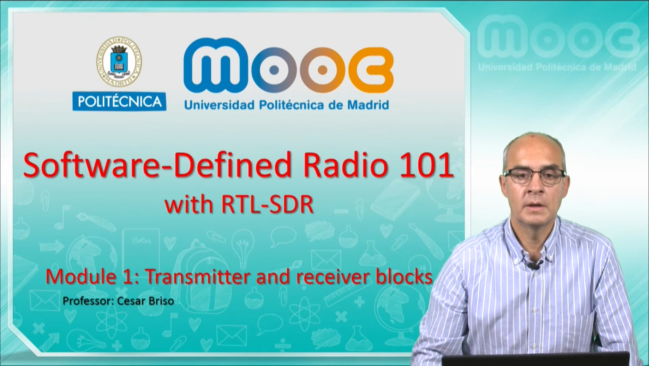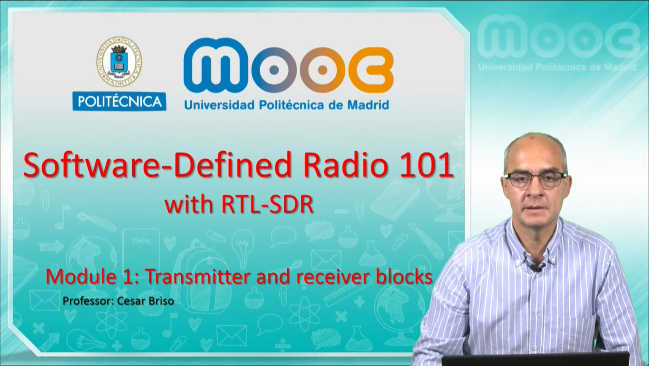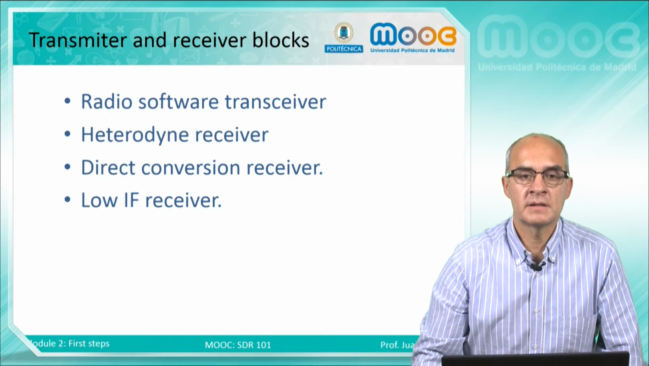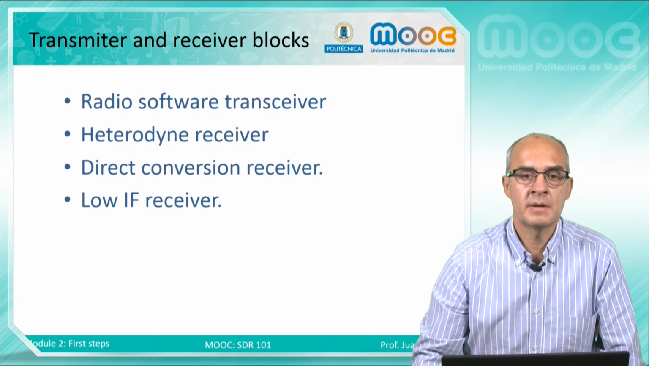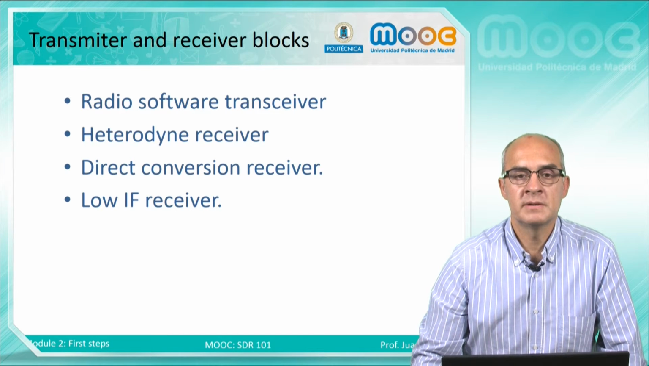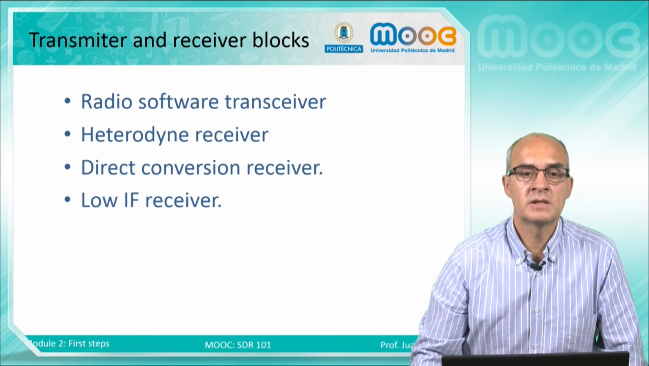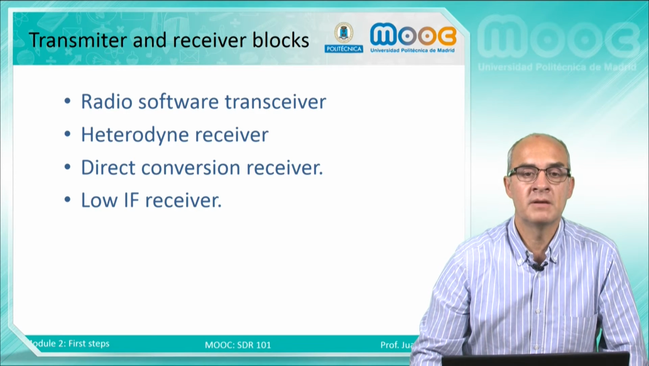In this module, we are going to describe the transmitter and receiver blocks of a radio software device. A software radio transceiver, a heterodyne receiver, a direct conversion receiver, and a low IF receiver are different types of receivers used in software-defined radio hardware. We are going to describe first a general block, and then we'll describe different configurations.